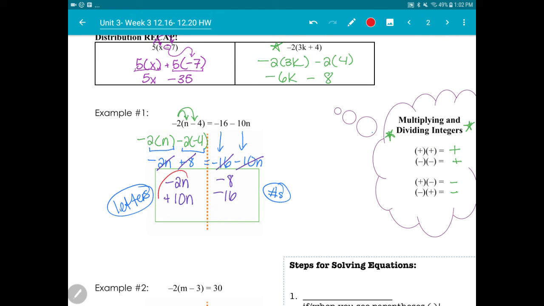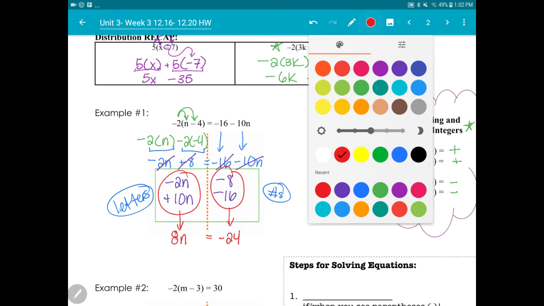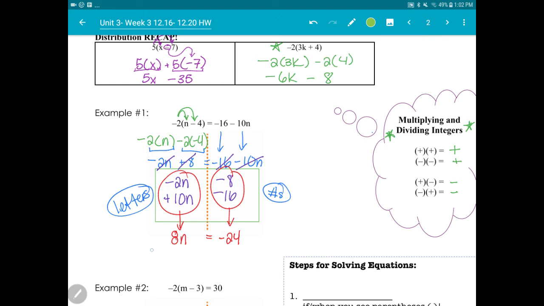We need to go ahead and combine our like terms. So I get 8n on this side and negative 24 on the right. All right, as always, my last step in these problems is to divide.